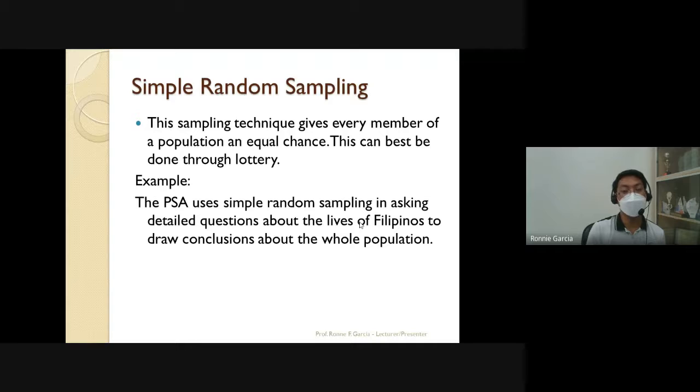Example is the Philippine Statistical Authority uses simple random sampling in asking detailed questions about the lives of Filipinos to draw conclusions about the whole population. So katong gi-review na ito ang definition sa inferential statistics, nga daghan kaayo ang tao sa Pilipinas, dili makayag interview tanan. So ang PSA, nag-simple random lang na sila, pili-pili lang kasi mapilian nila. Kato ang gi-interview niya ang result ato, mo ano to siya ang conclusion para sa tanan. So that's simple random sampling. Wala kay criteria, basta napilian lang na nimo siya, simple random. Klaro ba?